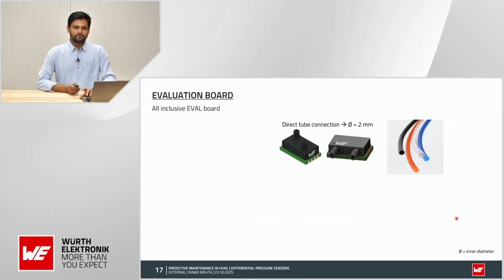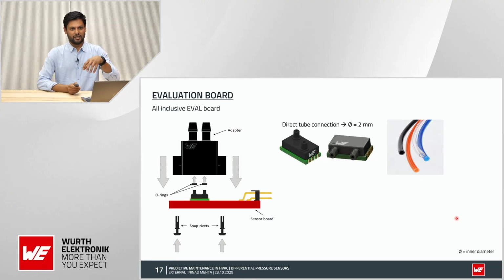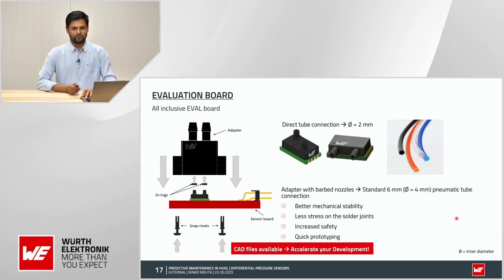For quick prototyping, we also have the evaluation board that you can connect to. The sensors come either with straight nozzles or side nozzles. For the straight nozzles, we have an adapter you can put on top. This gives better mechanical stability and increases safety, with less stress on the solder joints when you are connecting tubes directly. If you connect tubes through the adapter, there is no stress on the solder joints, because solder joints are not meant for mechanical stress, but for electrical stress.